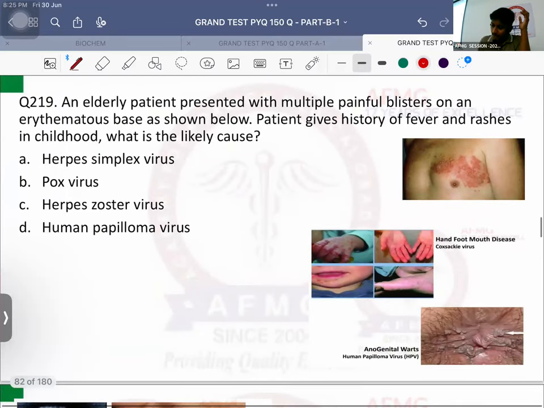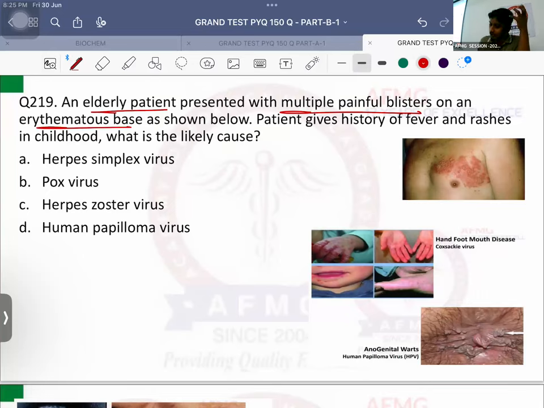Question number 219. An elderly patient presented with multiple painful blisters on an erythematous base, or a red color base, as shown below. Okay. Patient gives history of fever and rashes in the childhood also. What is the likely cause?